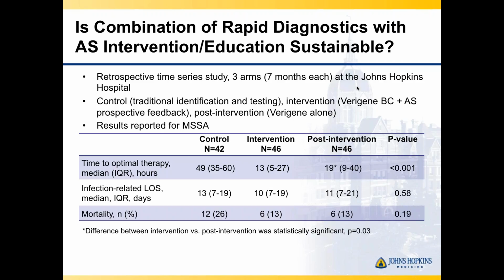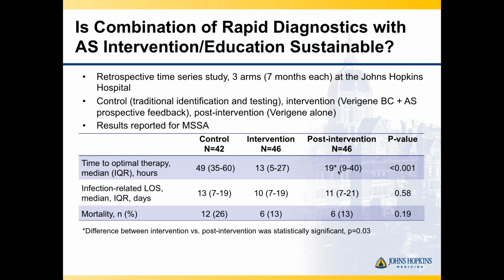So our time to optimal therapy, which we measured from the gram stain, in control was 49 hours. During the intervention period, we were able to decrease that to 13 hours. So 13 hours after the gram-positive cocci were identified, they were able to get on cefazolin or oxacillin, depending on the patient. That was the case in the post-intervention period. The p-values on the right are comparing the intervention and control, but they were not as fast as we were with antimicrobial stewardship intervention changing those patients to optimal therapy.